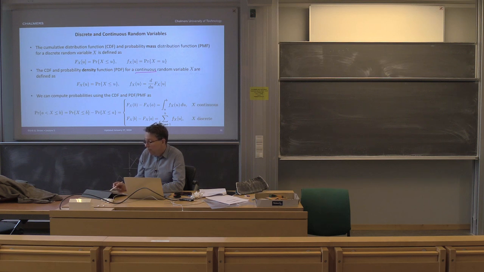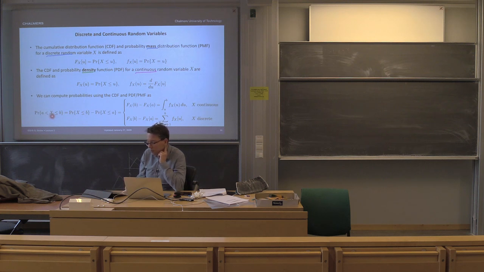However, since this is now a continuous function, we can take the derivative of it, and then we get what's known as the probability density function. So we have mass functions when we have discrete random variables, we have densities when we have continuous ones. And then we can compute probabilities using these CDFs or PDFs and PMFs according to this.